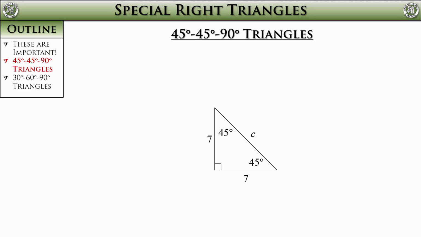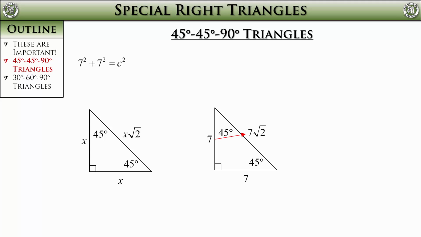If you have this situation, you certainly could use the Pythagorean theorem. That's not too bad, but ugh, we have a shortcut now. All we have to do is take either leg, both are 7, and multiply it by root 2 to get our answer. Boom! We're done. Easy, right? Much easier than the Pythagorean theorem.